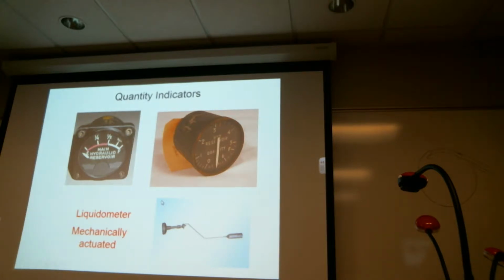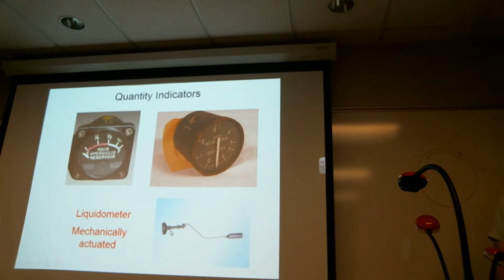Down at the bottom of the slide, they show you what's called a liquidometer. And here's the float connected to a mechanical arm. It's completely mechanical in operation. When the float moves up and down, the motion is transmitted to the arm assembly, and that allows a sector gear and a pinion to rotate, and that causes the needle to sweep across its scale. So it's completely mechanical. It's a direct reading gauge.